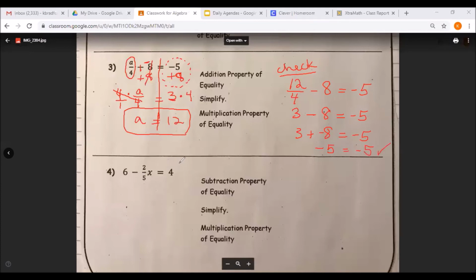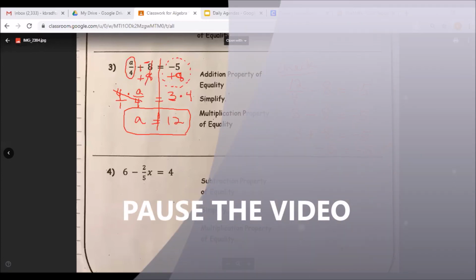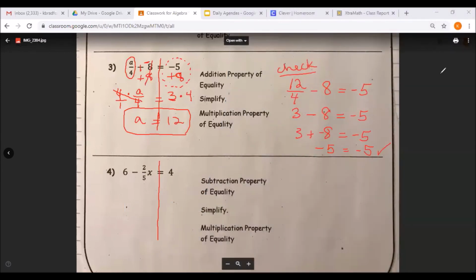Questions on that one? Okay, I'm gonna let you guys try number 4. So I'm gonna go ahead and work this one out. I'm gonna circle the variable term and remove the constant.